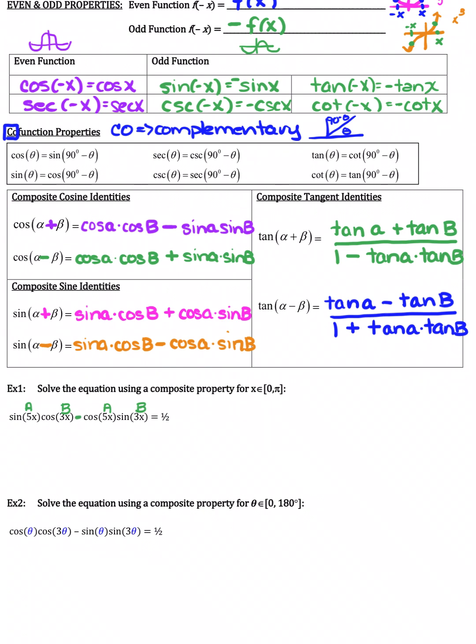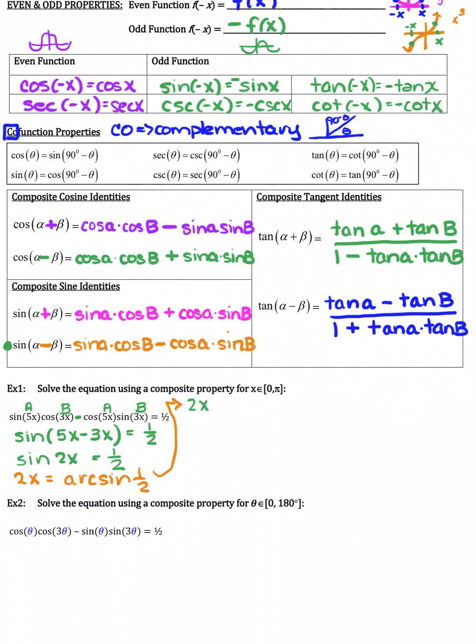So that tells me I'm going to be using sine A minus B, where A is 5x, B is 3x. So this simplifies to sine of 5x minus 3x equals 1/2. So we have here sine 2x equals 1/2, and we want to solve this. So we are going to take the arcsine of both sides, so that I have here arcsine of 1/2, and then we're going to continue up here.